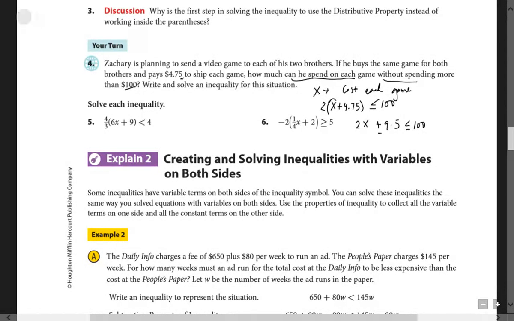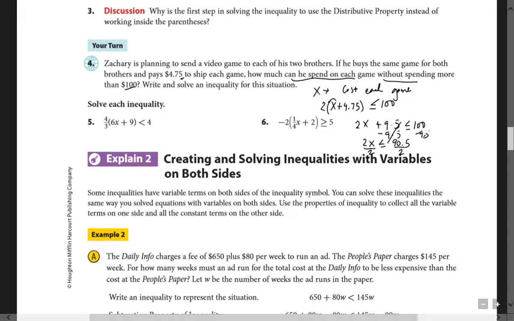Then we do inverse operation, minus 9.5 on both sides. So what is left here? 2x is less than or equal to, what is 100 minus 9.5? So the answer is 90.5. Okay, so 90.5. And then, to find x, we divide both sides.